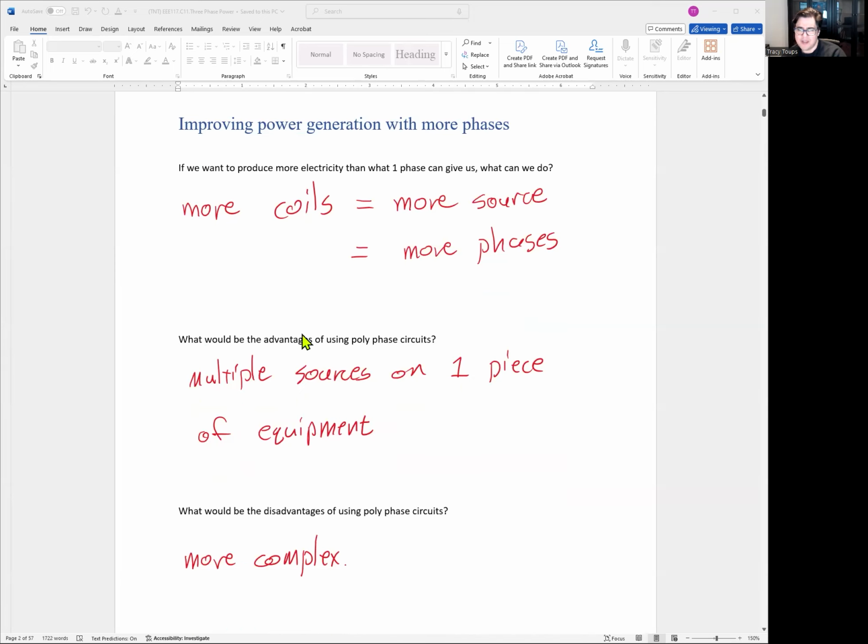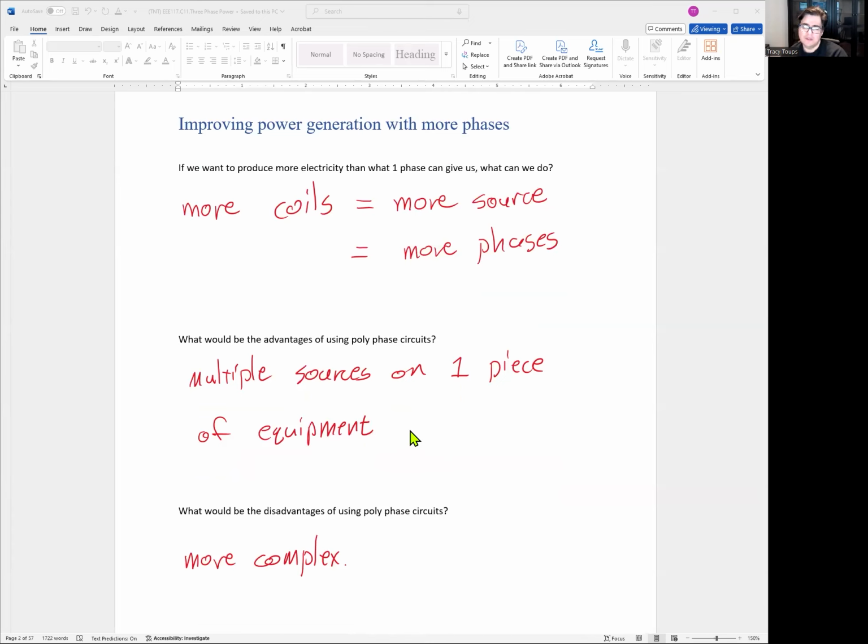What would be an advantage of using a polyphase circuit? Poly means more than one: multiple sources on one piece of equipment. With a generator, a vast majority of the price is the physical metal in the construction. So once that's paid, let's just slip in more wires and have 2, maybe 3 sources until the whole thing is completely filled with wires. That way we get more bang for our buck.